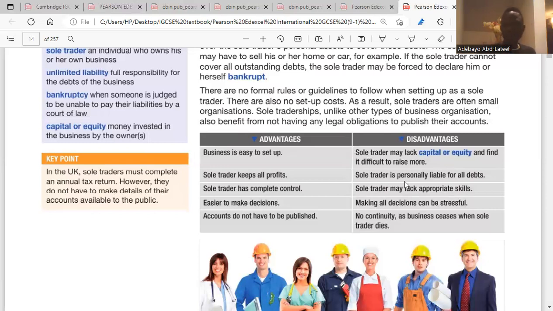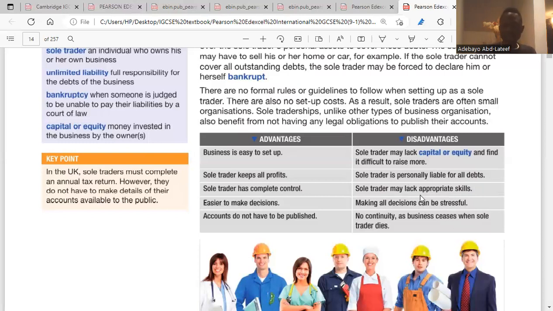The second one, a sole trader is personally liable for all debts. So what we're talking about here is this. Whatever debt the business is owing, it belongs to the sole trader. So if you owe people and your business can't pay, your car might be sold to pay off, your house might be sold to pay off.